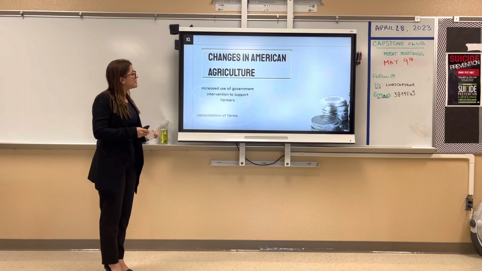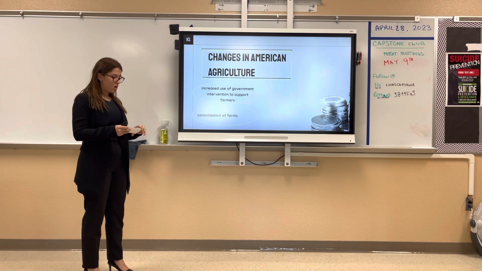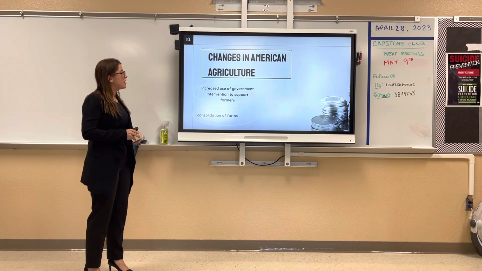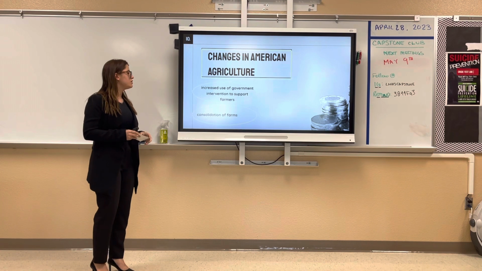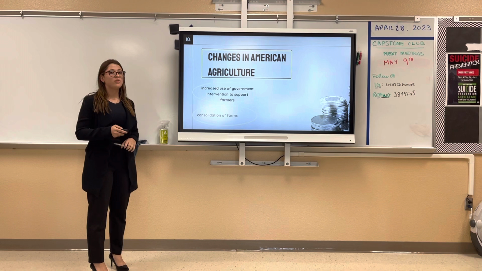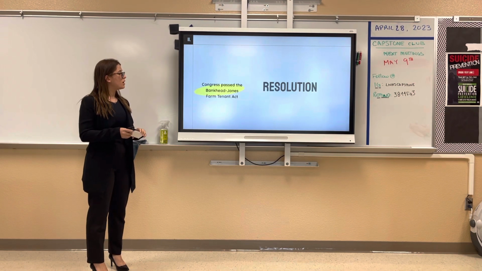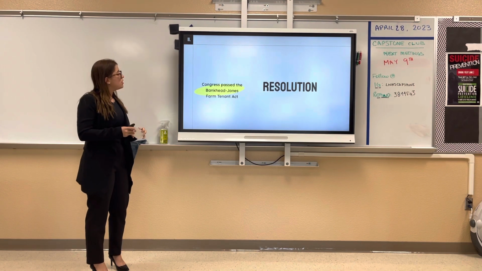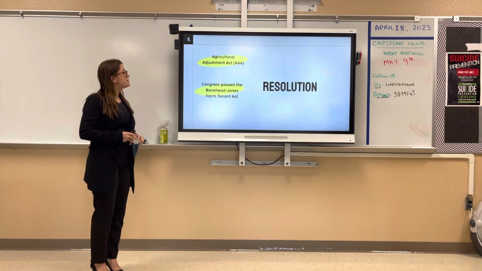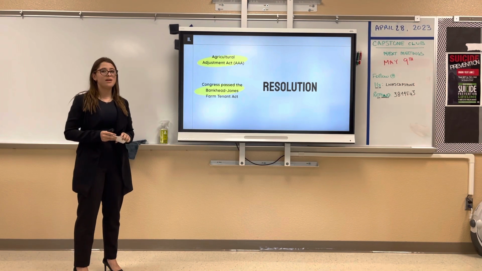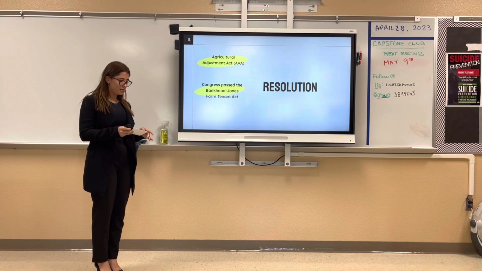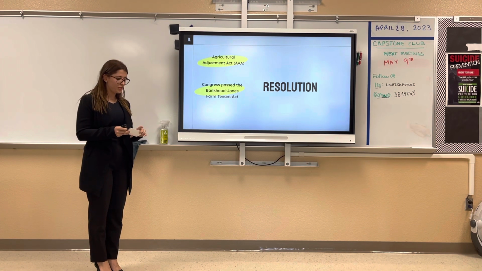And following to my last claim, changes in American agriculture. According to Chapter 4, Crisis and Activisms, the changes in American agriculture were the consolidation of farms and increased use of government intervention to support farmers. And to that, there was a resolution, which firstly, the government passed the Agricultural Adjustment Act, AAA, of 1933, which sets limits on the size of the crops and herds farmers could produce.